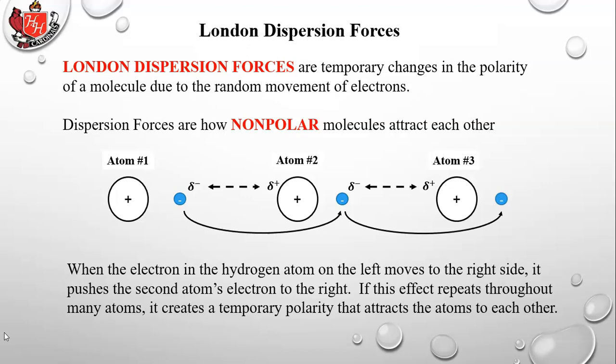If you're dealing with large numbers of atoms, this effect can actually become fairly strong, even though London dispersion forces are considered the weakest of the intermolecular forces. If you have enough atoms, they will cause a fairly strong intermolecular attraction.